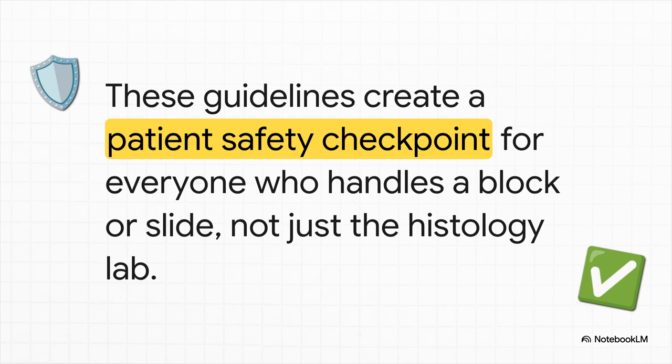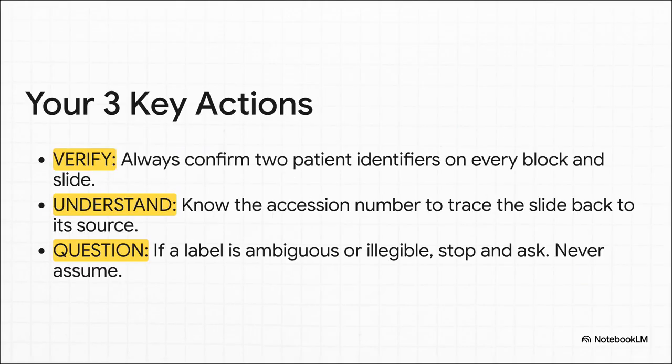As the person making the diagnosis, the person reviewing the case, you are literally the final line of defense against a labeling error. You have the power to catch that mistake before it causes any harm. Let's just boil this all down to 3 things you need to do every single time. First, verify. Every time you pick up a slide, make a conscious effort to look for and confirm those 2 patient identifiers.